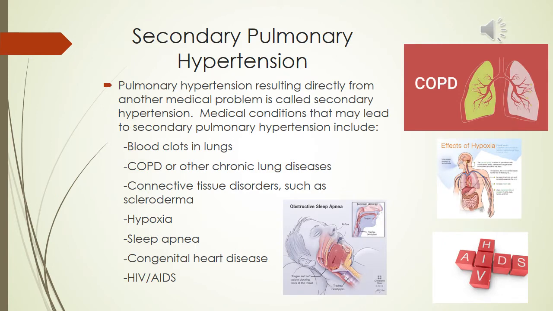Secondary pulmonary hypertension is a situation where pulmonary hypertension results directly from another medical problem. Medical conditions that may lead to secondary pulmonary hypertension include blood clots in the lungs, COPD or other chronic lung diseases, connective tissue disorders such as scleroderma, hypoxia, sleep apnea, congenital heart disease, and HIV/AIDS.